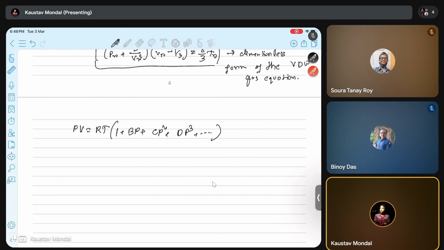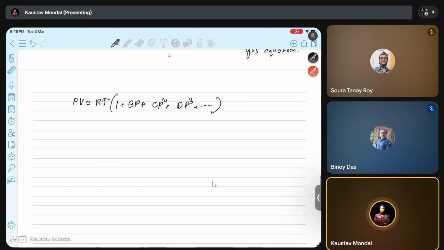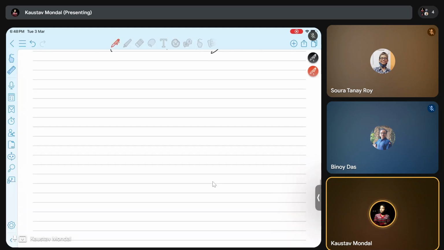Now, there are other equations of state also. So far we have only talked about the van der Waals equation of state. One is called the Clausius equation. These are some basic mentions. Although they are not used as much compared to the van der Waals gas equation, in some cases they are still important. It takes this kind of form.